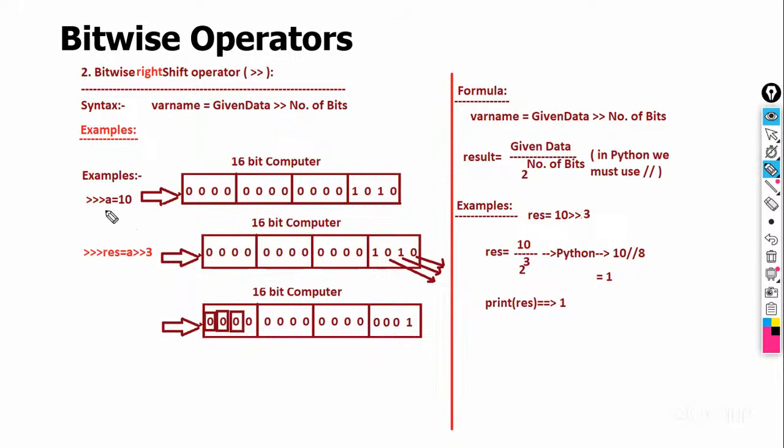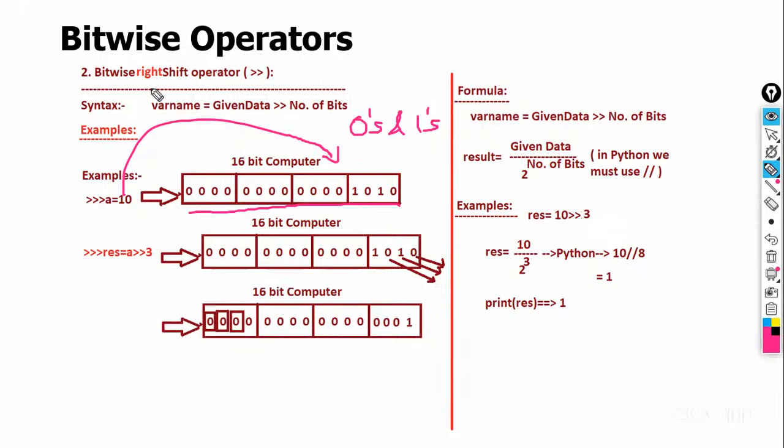Okay, if I take 10 and represent it in the binary number system, we know that computers understand only binary number systems, right? So it is zeros and ones. 10 gets converted to the binary number system, and if I am using a 16-bit computer, it stores 10 in this fashion.